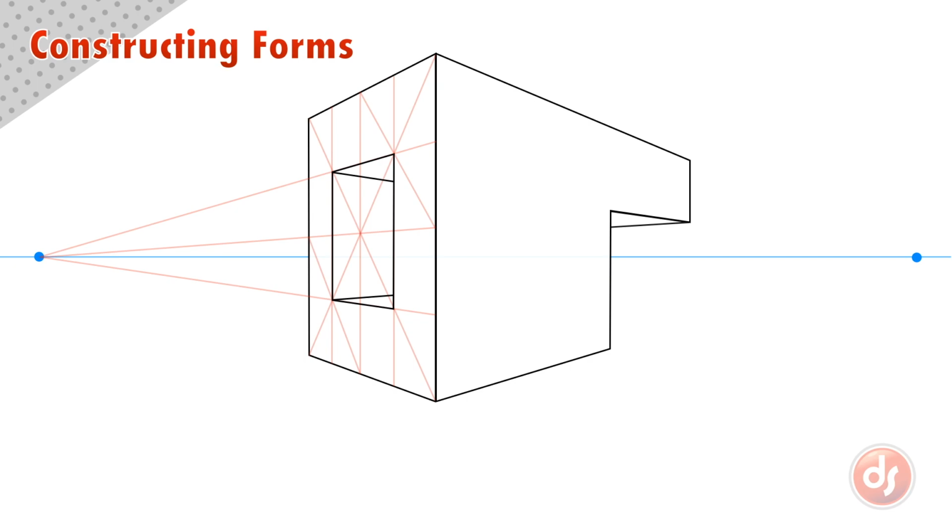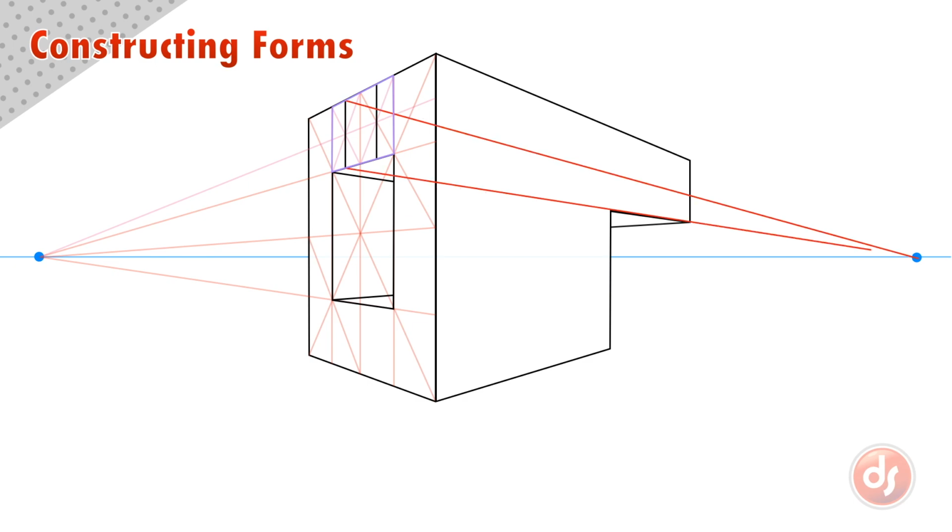Let's make this section more interesting by extending the opening. To do this, we can create another section that we can again divide using the X trick to keep it centered. Then we take the corners of this new section to the right vanishing point to create depth.